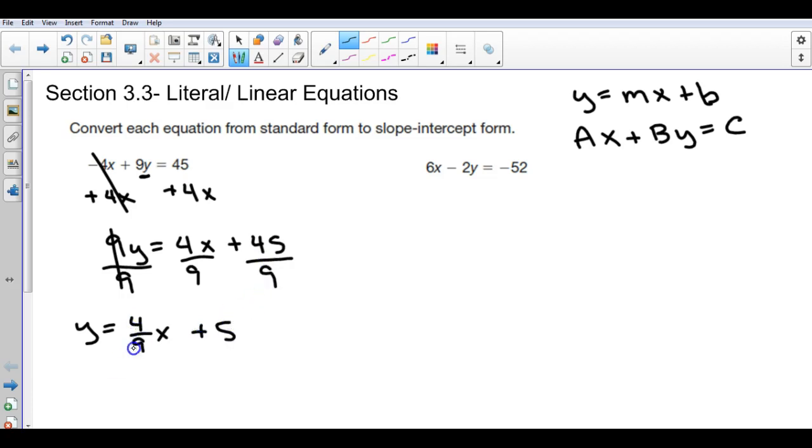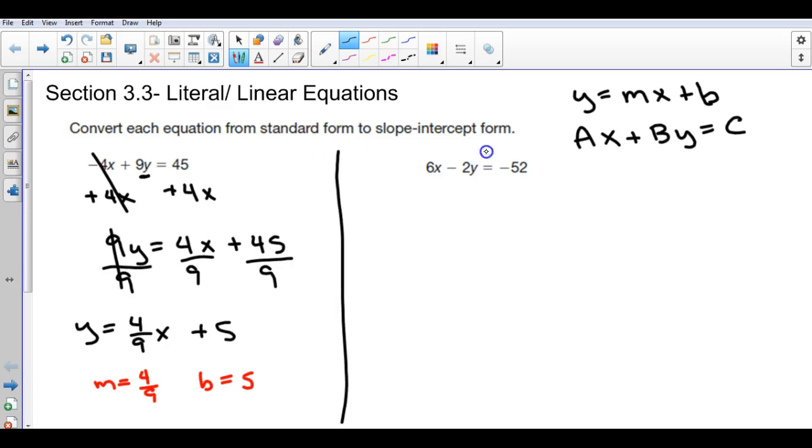If you can simplify this fraction, I encourage you to do so. 4 over 9 is already in simplest form, but what this means is that your slope is 4 over 9 and your y-intercept is positive 5. So that's it.